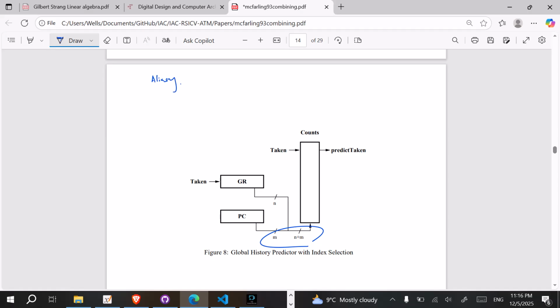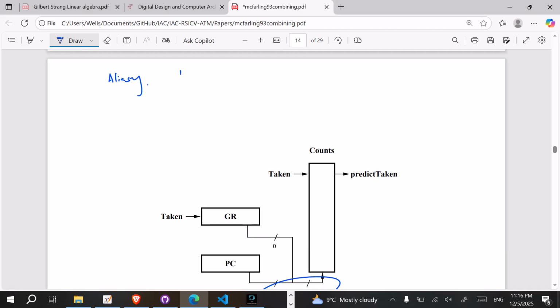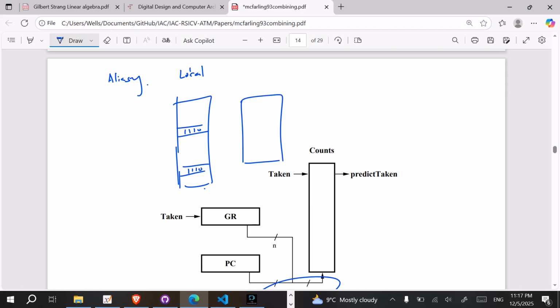So what is aliasing? Remember back to our local branch predictor example. Say I have a PC, and of the PC maybe I have two PC addresses, but both of them have, perhaps, maybe I'll use different results, 1110. Both of them are pointing towards a tag of this, and then maybe it says both of them point towards this.